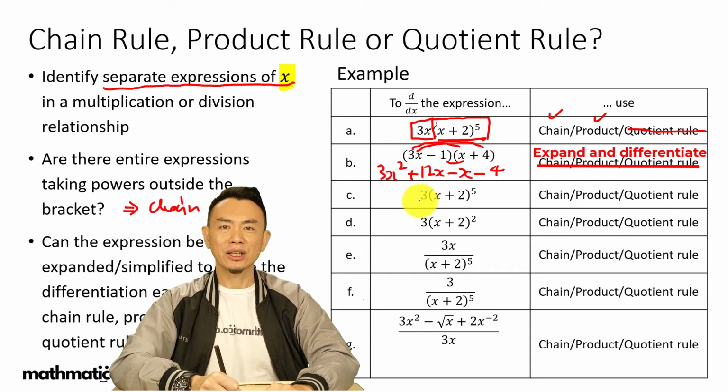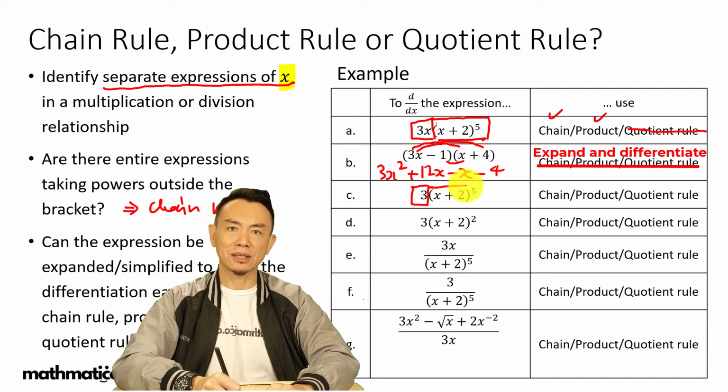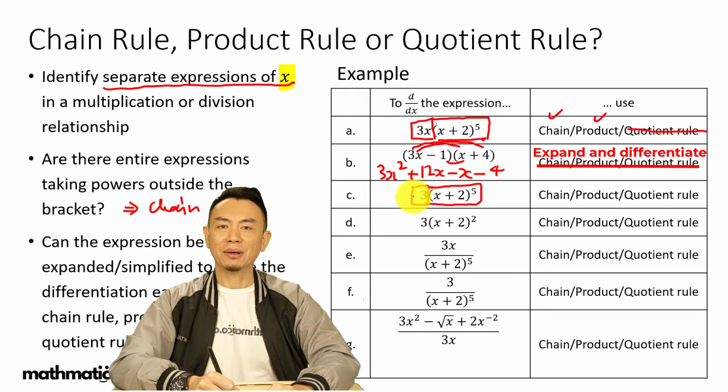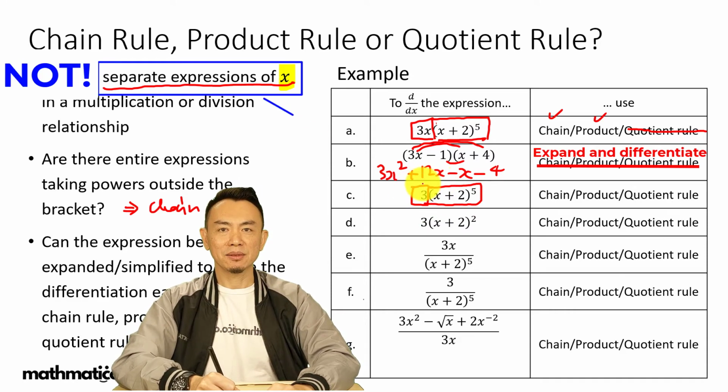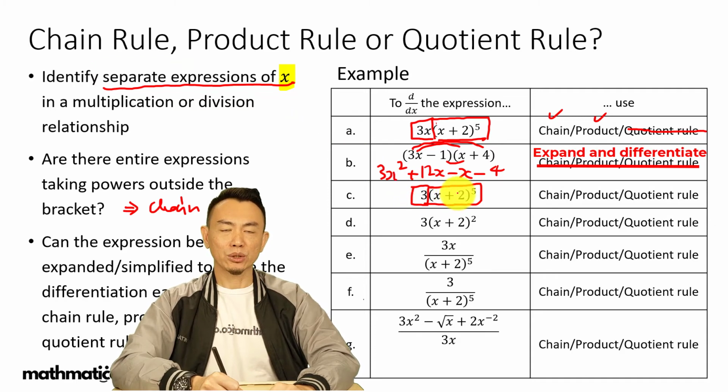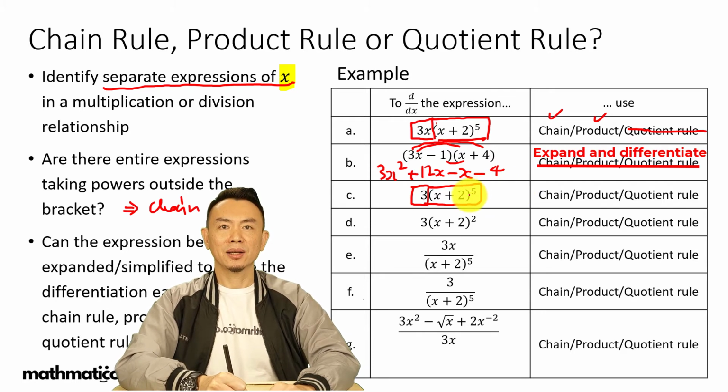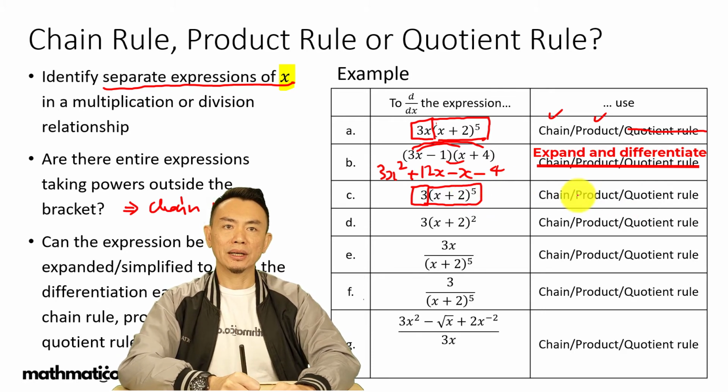Part C, 3 bracket (x plus 2) to the power of 5. Some of you may say it's product rule because we have a 3 here and we have (x plus 2) to the power of 5. But no, the 3 here is just a multiple, and we can safely ignore multiples in differentiation. It is not an expression of x, so there is no need to apply product rule. However, for (x plus 2) to the power of 5, we have a power here, so yes, we have to apply chain rule. So no product rule, no quotient rule, just chain rule.